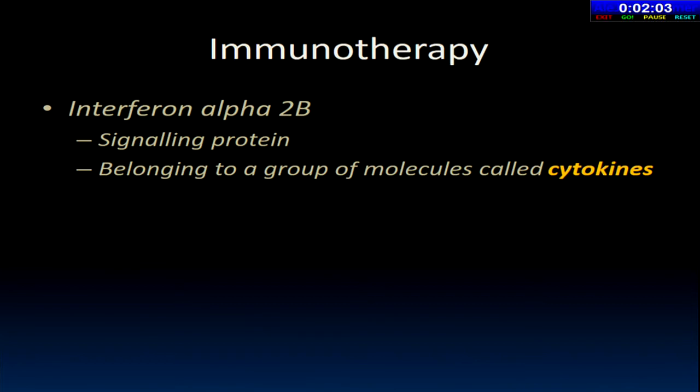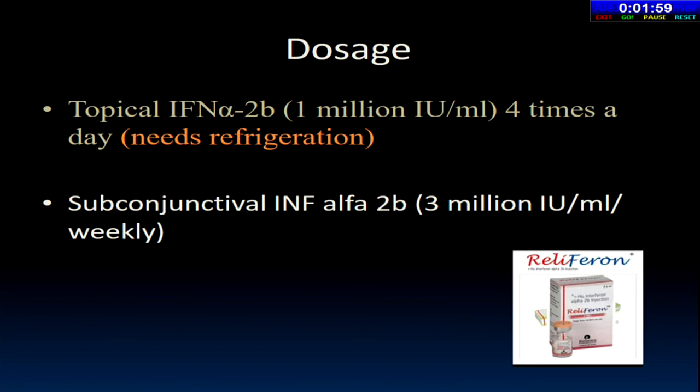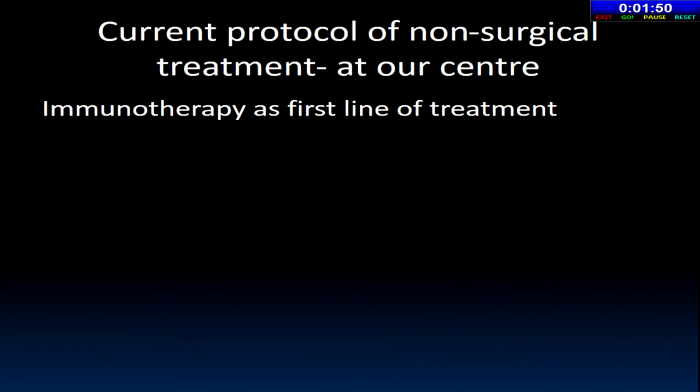What is it? It's a cytokine, interferon alpha-2b, that is used. It comes as an injection, needs to be reconstituted to drops. You can use it as 1 million international units per ml or as subconjunctival injections. We use it as first line at our center, and many centers do in the world.